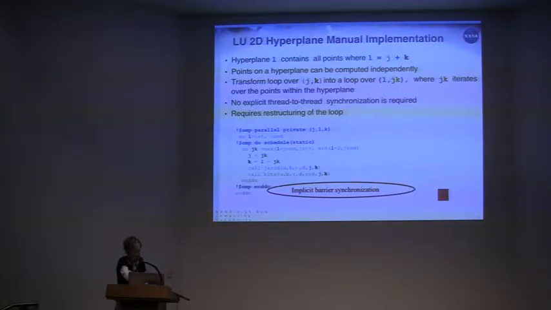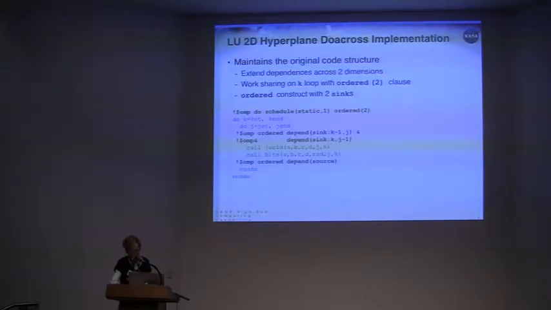So the thing is, here we had to mung with the indices quite significantly. I mean, it looks so easy, but again, transforming these indices, there is some work. Now look how nice and easy that can be implemented with the Doacross support.